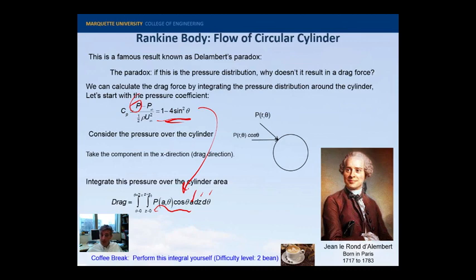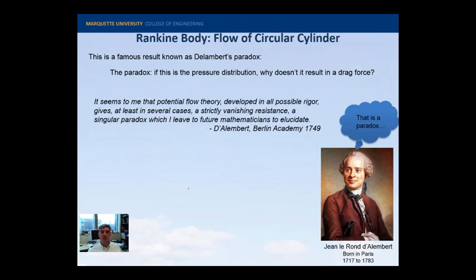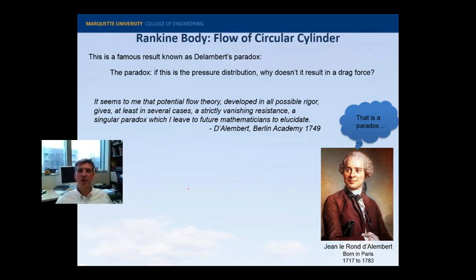The bottom line is, though, that you get 0. So that is rather paradoxical. Why do you get 0? D'Alembert himself wrote this: it seems to me that the potential flow theory developed in all possible rigor gives, at least in several cases, a strictly vanishing resistance, a singular paradox which I leave to future mathematicians to elucidate. Future mathematicians, that's us. So that's pretty cool.